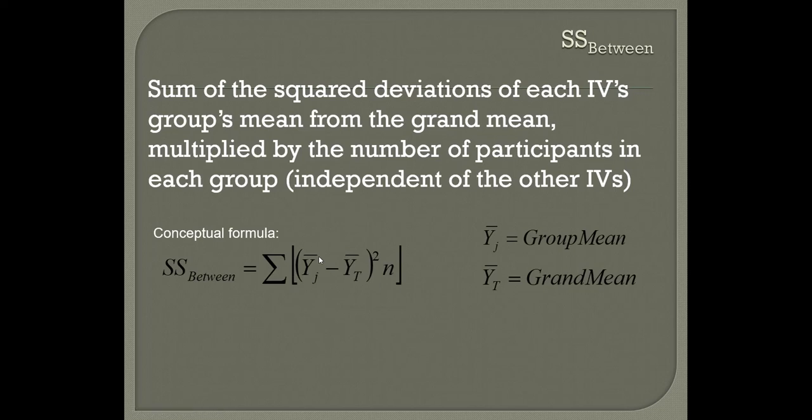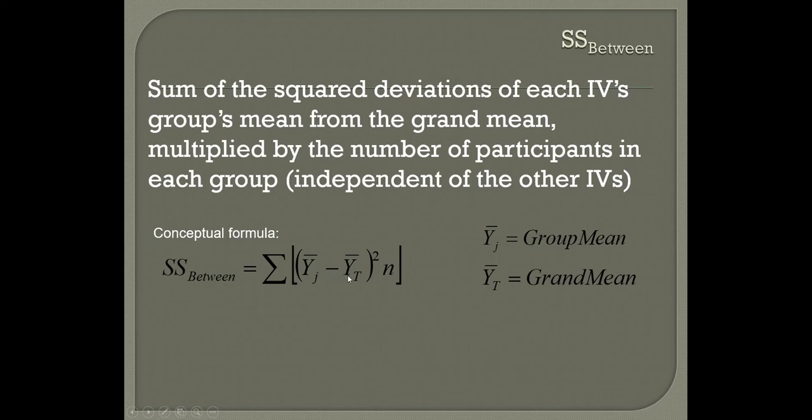So the sum of the squared deviations of each IV's group mean. So this is each IV's group mean. Let's say Y bar subscript J might represent, separately, the mean for the control group, art therapy, and behavior modification therapy for that main effect. So we would look at the group means for each main effect separately. We'd calculate this for each main effect separately.